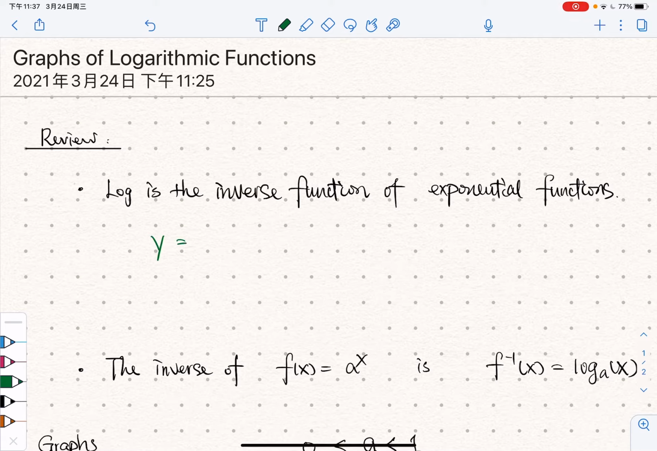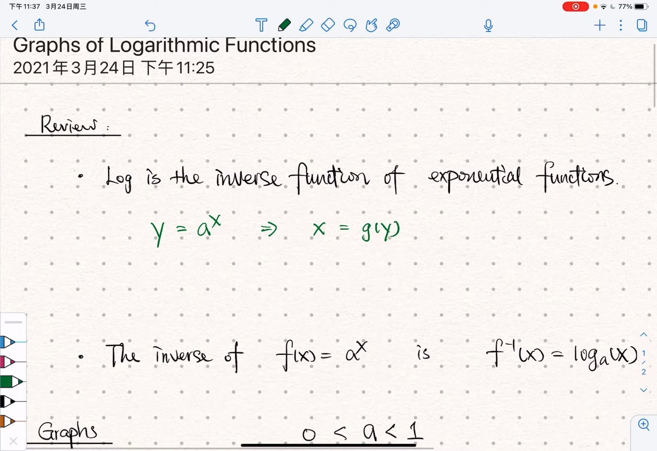First, we have an exponential function y is equal to a to the power of x. To calculate the inverse function, we need to calculate x in the expression of y. Let's call it g of y. In order to calculate that, we have x is equal to log with the base of a of y.